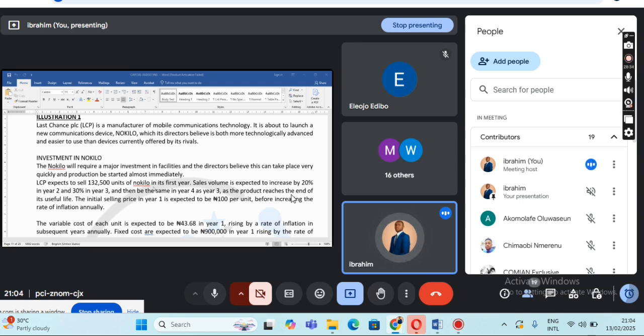Now, in its first year, the unit sales are 132,500. Sales volume is expected to increase by 20% in year 2 and 30% in year 3, and then be the same in year 4 as year 3, which means the 30% in year 3 will still be the same in year 4.